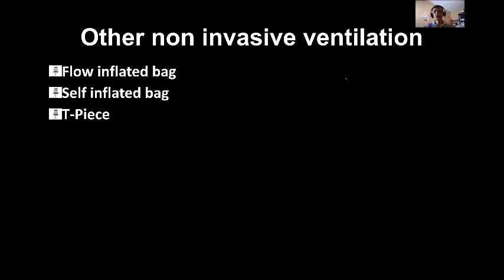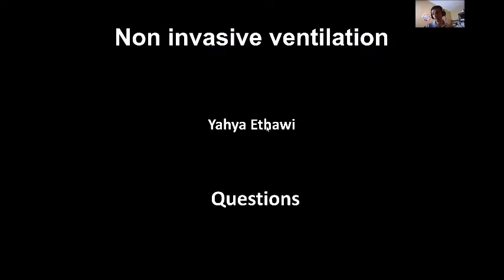What other non-invasive ventilation? We talked about it earlier when we talked about the oxygen delivery systems: the flow-inflated bag. You can provide non-invasive ventilation with it. And you can use a self-inflated bag, mostly in resuscitation, or you can use the T-piece. We talked about the T-piece, which is a kind of flow-inflated bag, but it's more controlled. And I am done for non-invasive ventilation. I'm waiting for your questions.